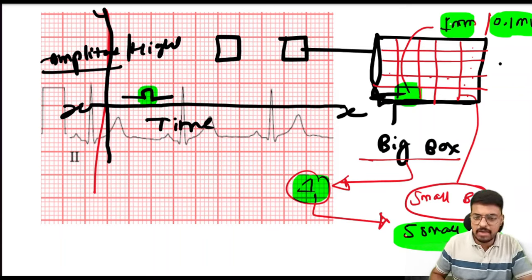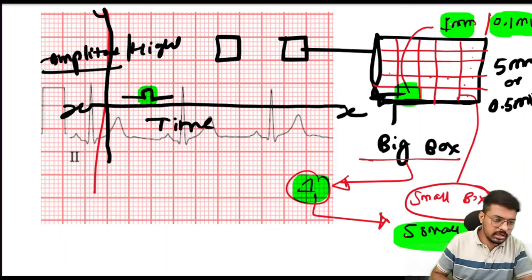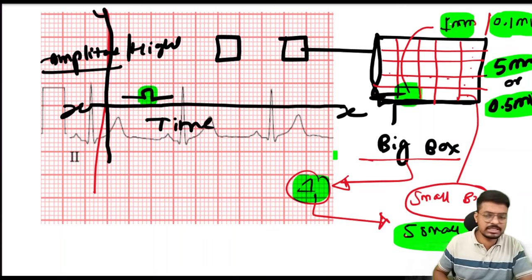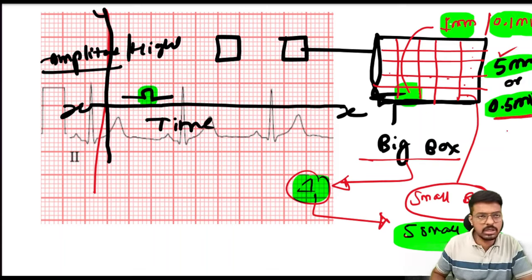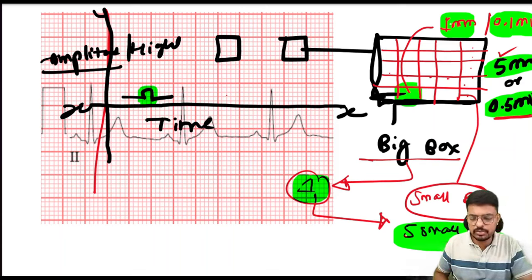One small box has 1 mm height or 0.1 millivolt, which means one big box has 5 mm height or 0.5 millivolt. So don't get confused, bacho. That is 5 mm, or we can also say 0.5 millivolt, it's the same. If the examiner asks for the height, give the answer as 5 mm. If he asks for the amplitude, give the answer as 0.5 millivolt. He will never give both in the options, but very importantly, you all have to know that height and amplitude are like this.